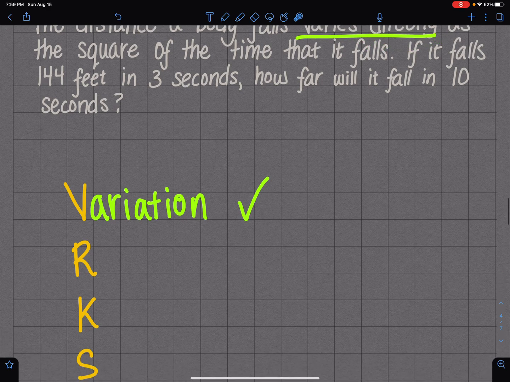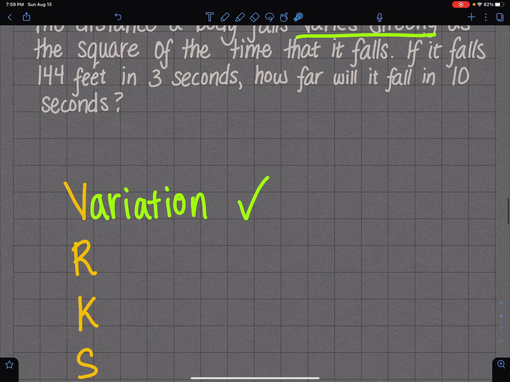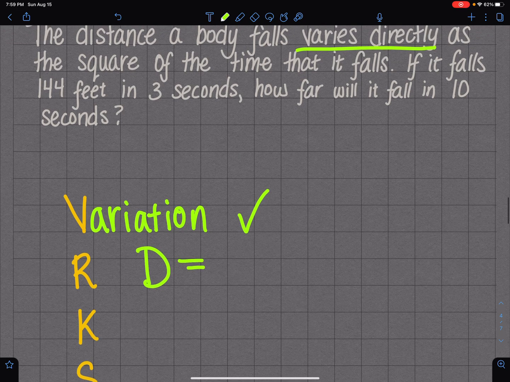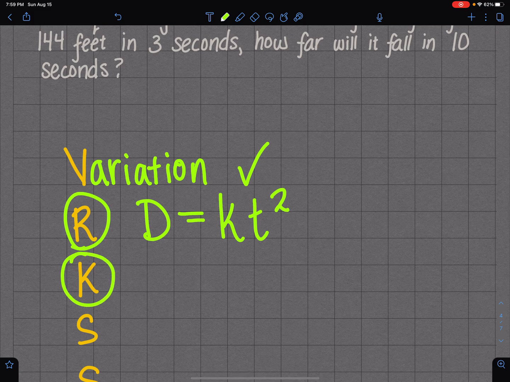Okay, so let's write the equation as far as we know it. So the distance a body falls varies directly as the square of the time that it falls. And then I'm going to put in my constant right there. Okay, so that's R. I'm doing what works. Now I'm going to solve for K. Solve for K is the next part of the problem.